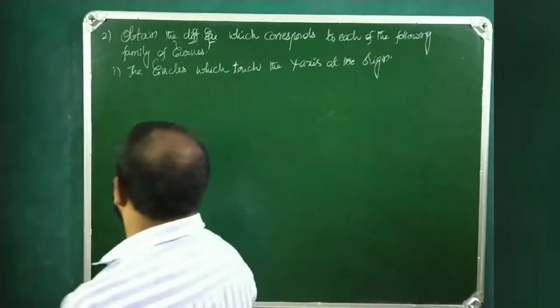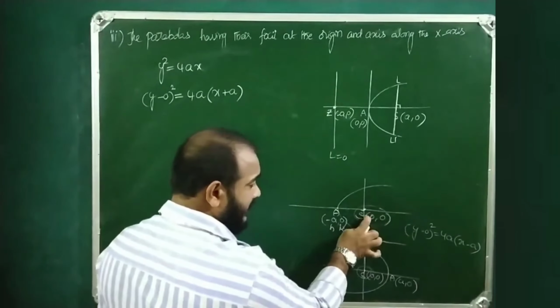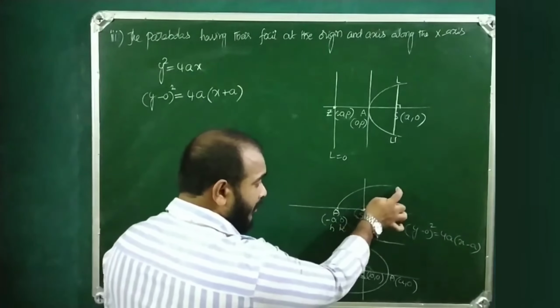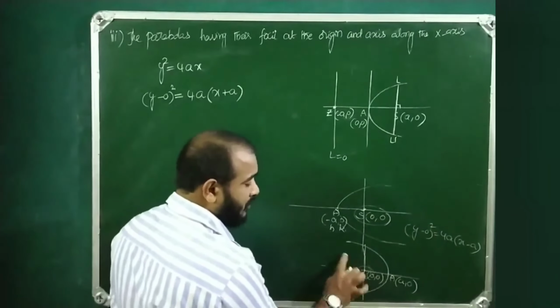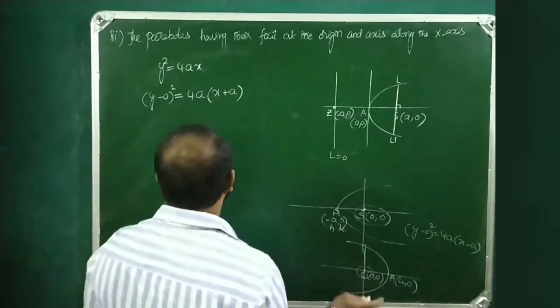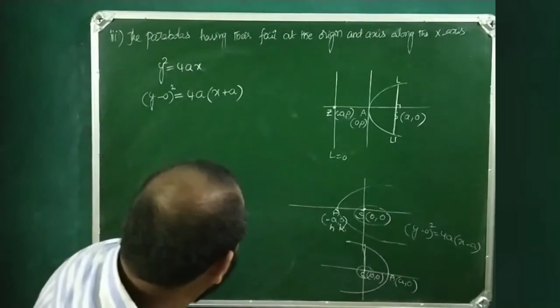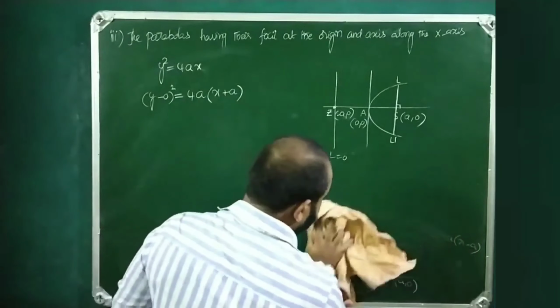Here it will be y minus 0 whole square equals 4a into x minus a. So y square equals 4a into x plus or minus a. That is why the focus will be here or here. If the parabola is symmetric about the x-axis, the axis is along the x-axis, and the parabola could be like this as well. Therefore, y square equals 4a into x plus a. This is the question given.